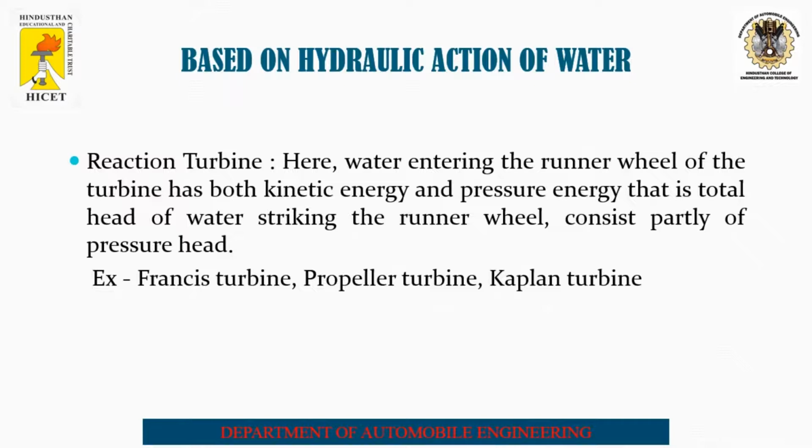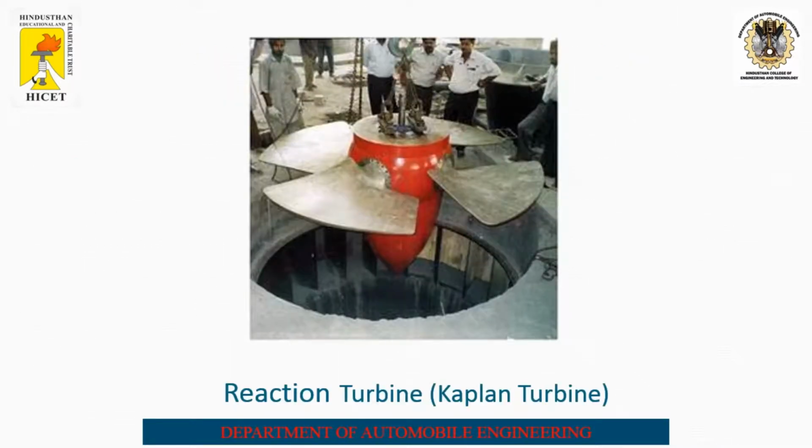Some examples are the Francis turbine, propeller turbine, and Kaplan turbine, among which the Francis and Kaplan are the most preferred types of turbines used for power producing. So this is one example, the Kaplan turbine, which is the most common type of reaction turbine we use in practice.